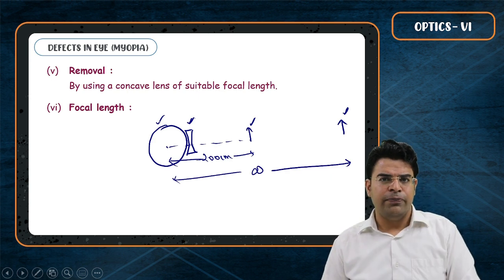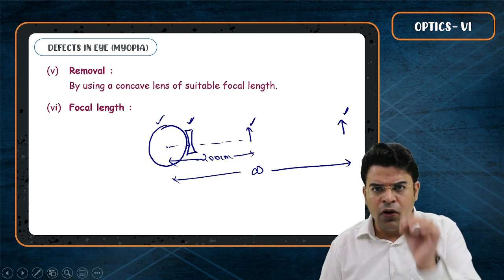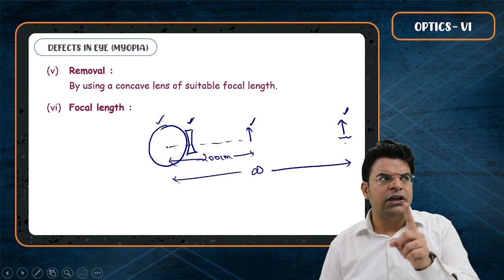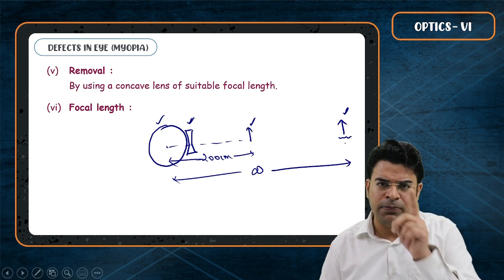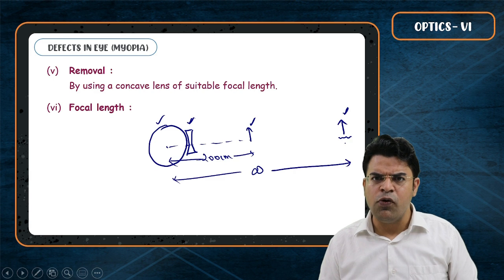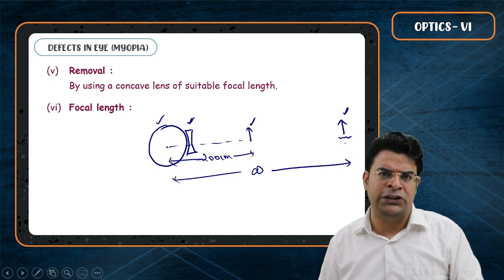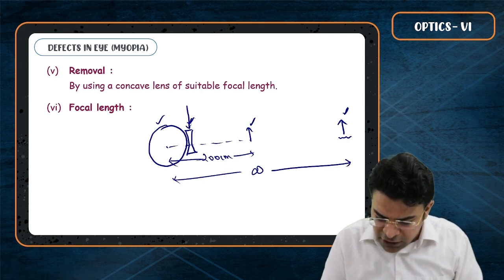Now better tell me, where does a lens form the image of an object placed at infinity? Where does the lens form the image of an object placed at infinity? At the focus. And that's why questions based on myopia are so easy. Now tell me what has to be the focal length of this lens.